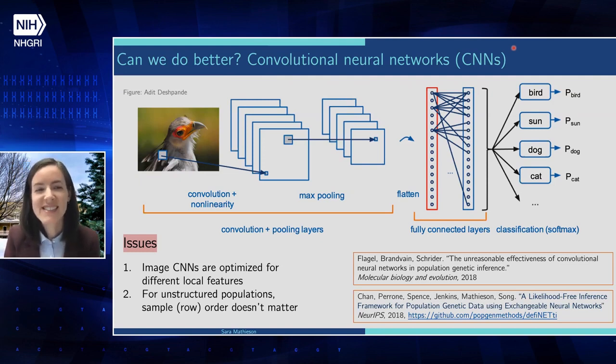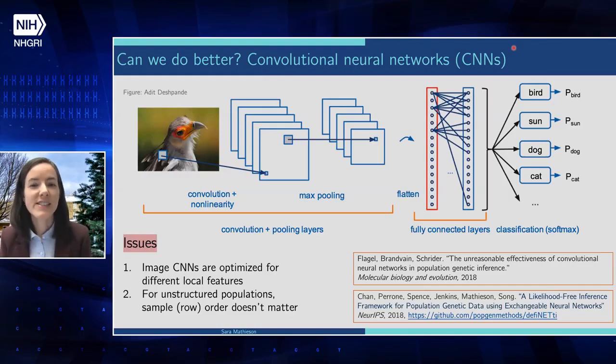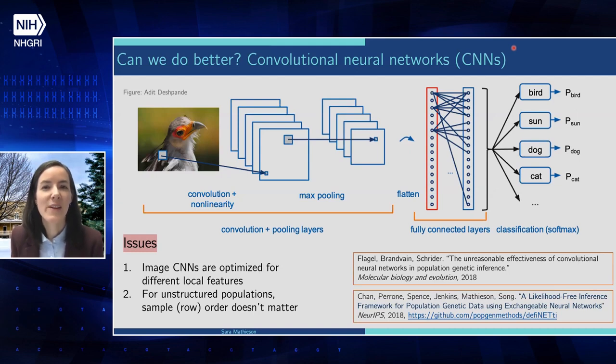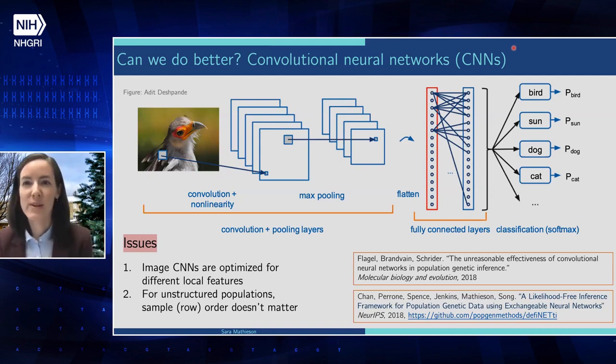However, there are a few issues in this. One being that these filters are really specialized for images, but they are not really specialized for genetic data. And the second issue is that for, say, an unstructured population where the order of the individuals is not really informative at all, we don't want to encode that into our network architecture. So for an image, if we imagine just sort of shuffling all of the different pixel rows of the image, it wouldn't mean anything anymore. But for genetic data, we want to say that's actually okay, that's actually the same data set.